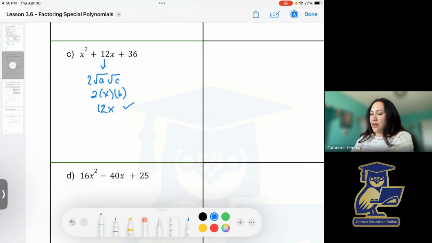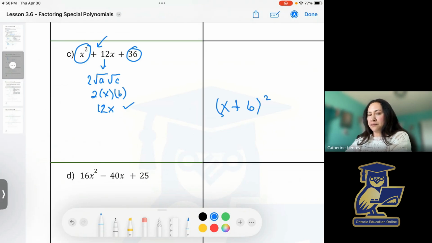Then once we know that, we take the square root of a, which is x, and we take the square root of 36, which is 6. We take the sign from the middle term, which is positive, and we square it. And that's it.